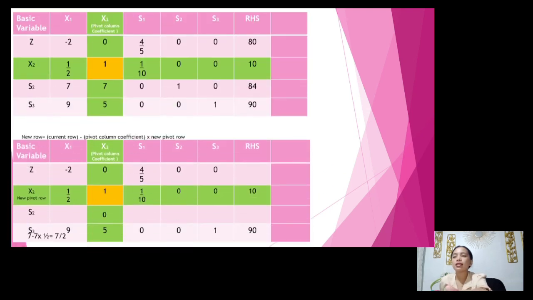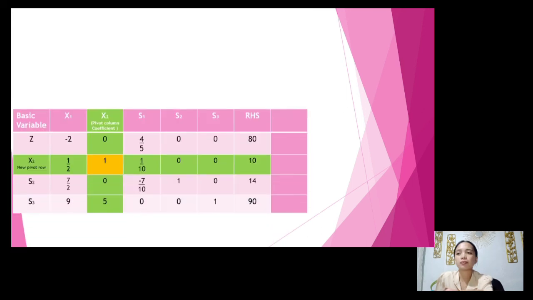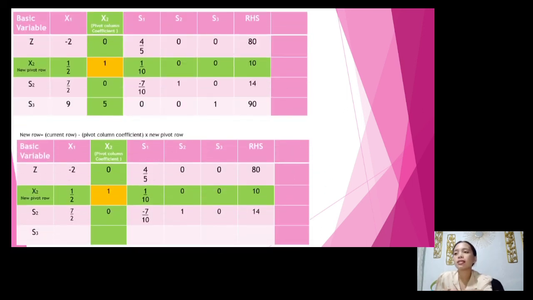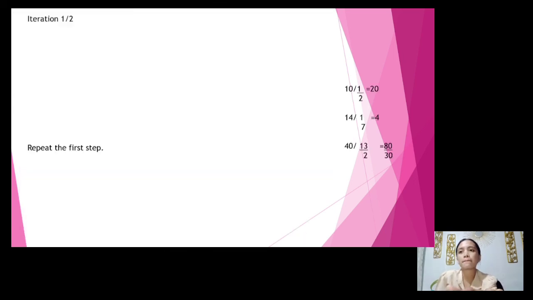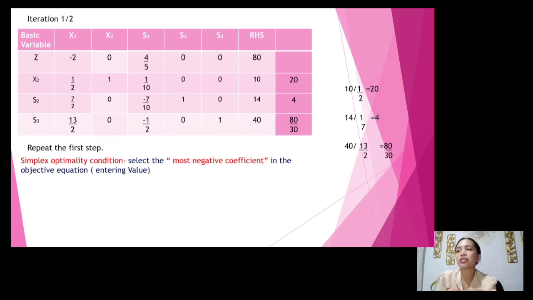Next, this will become 7/2, then 0, then -7/10, then 1, 0, and 14. Next, for our S sub 3: 9 minus 5 times 1/2, so it will become 13/2, then 0, then -1/2, 0, 1, and 40. So this is our iteration 1.